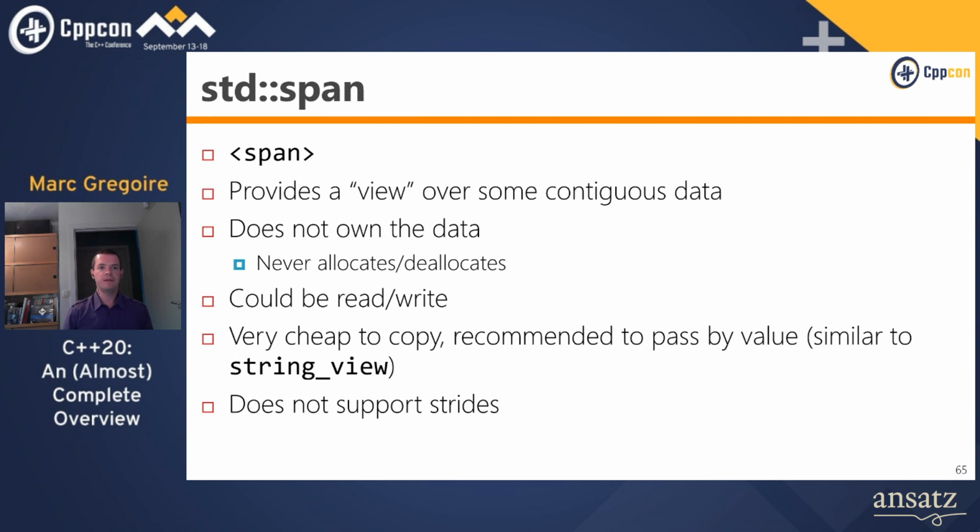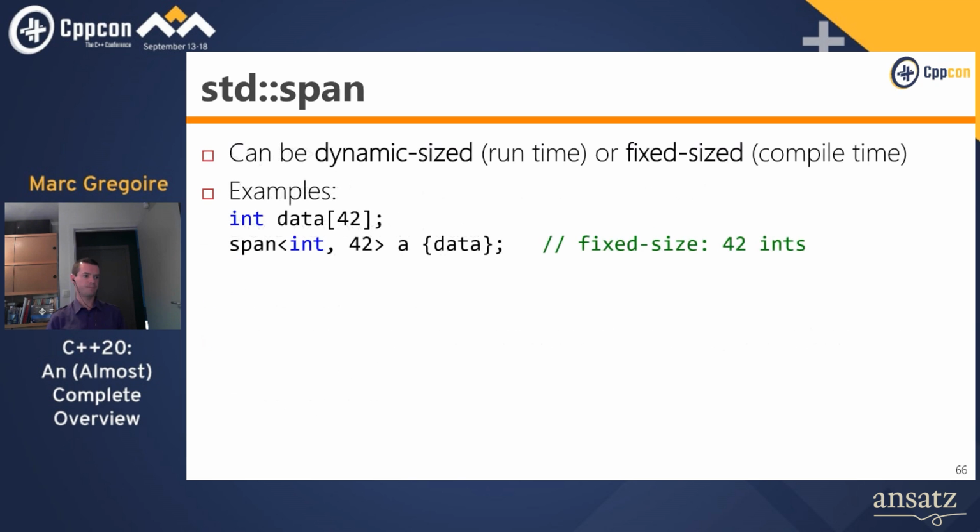Next feature is span. A span provides a view over some contiguous data. A span does not own anything, so it will never allocate and deallocate. Basically, it's just a pointer to the first element of the continuous data and the size of the data. So that's also why it's very cheap to copy, and it's recommended to pass them by value, just as you do with a string view. And also, unlike string view, which is always a read-only view of a string, a span can be either read or write, and we'll see an example of that.